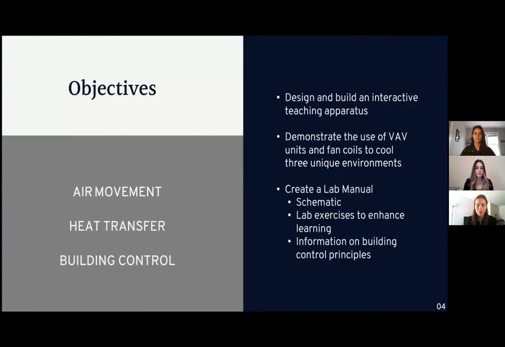Moving on to the objectives, the first being to design and build an interactive teaching apparatus that demonstrates the fundamentals of air movement, heat transfer, and building control. Along with this, it will demonstrate the use of variable air volume units and the fan coil to cool 3 unique environments of fluctuating temperatures, just as we would see in a real-world scenario. With this, we've also created a lab manual, which includes a schematic of the apparatus, lab exercises to enhance student learning, as well as information on building control principles.